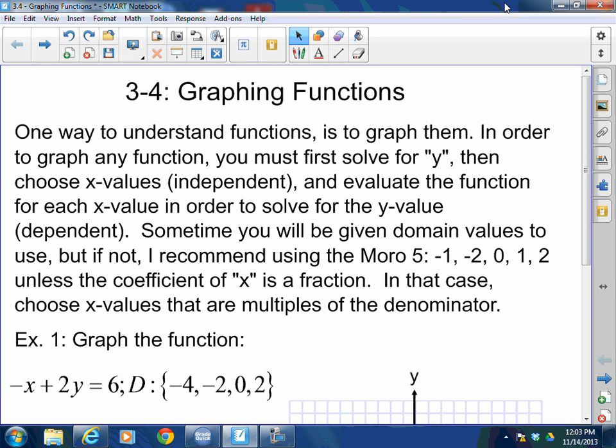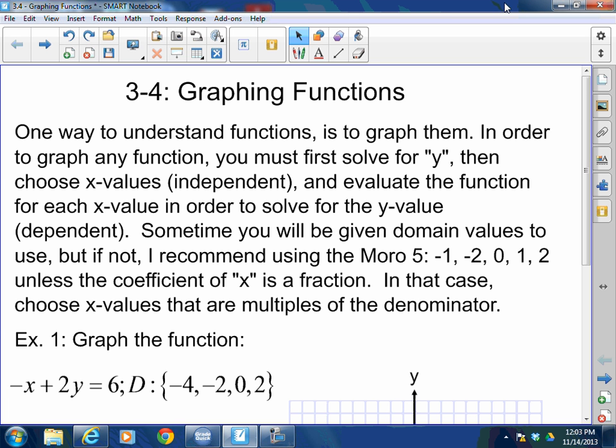Today we are going to continue with functions. We already have learned what a relation and a function are. A function is any relation where there is only one y value for any given x value. Okay, there can only be one output for any given input. We learned how to write functions yesterday. We learned about function notation, and we learned how to evaluate functions.